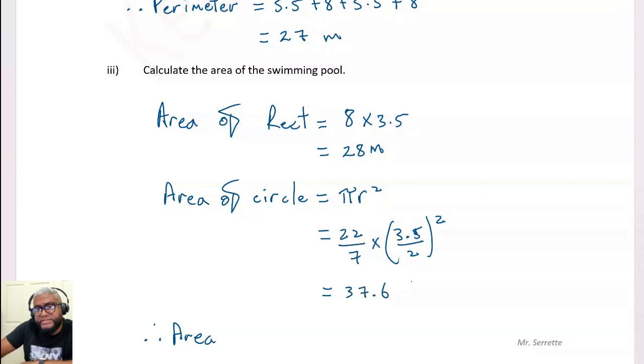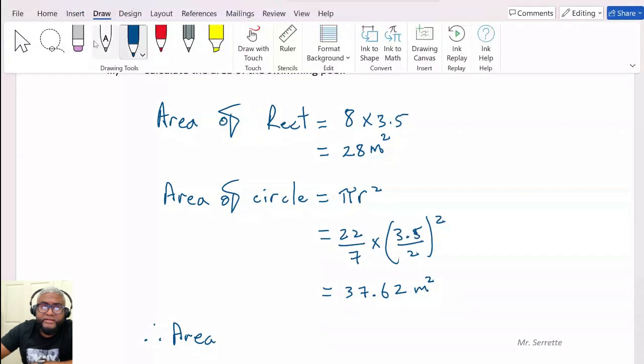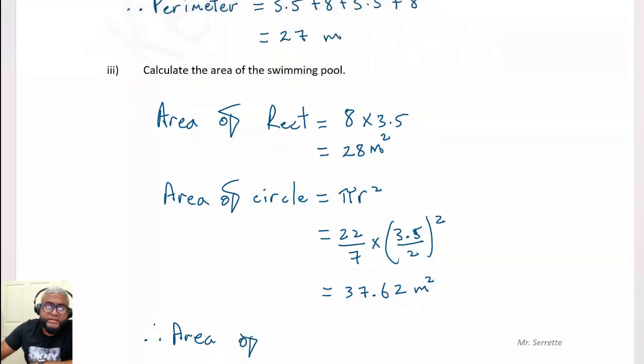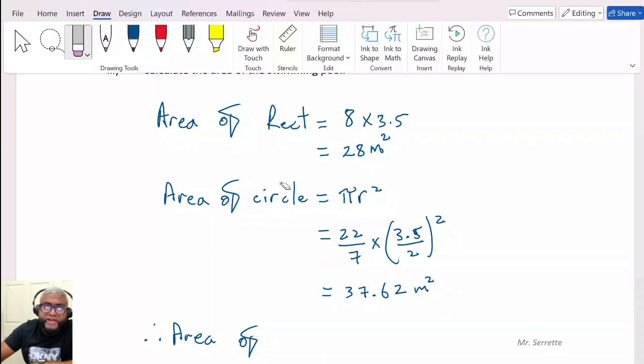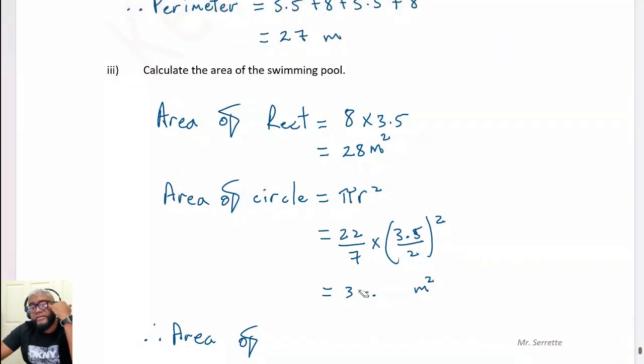37.62? I got 19.25. Check over who got 37. I get 9.625 instead. Check over that: 22/7 multiplied by the radius, what you all got for the radius.